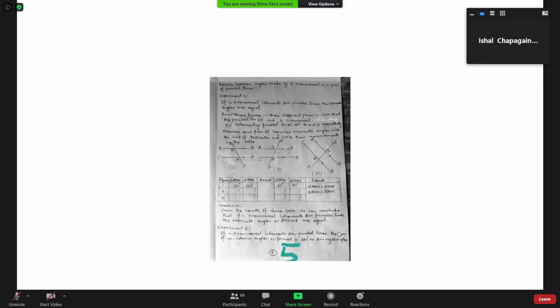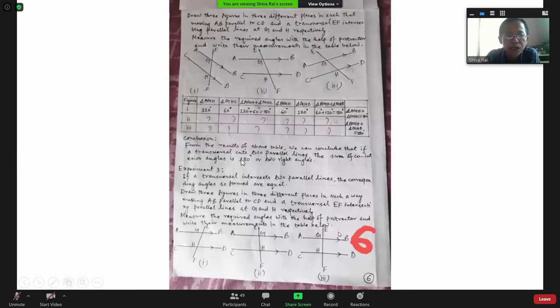These things just before I have told you. Experiment number 1: if a transversal intersects two parallel lines, the alternate angles are equal. This already I have done. You look here. We have to draw 3 figures like this, in 3 different places. And number 2 also we have done. And experiment number 3, this also we have done, and everyone try to do.